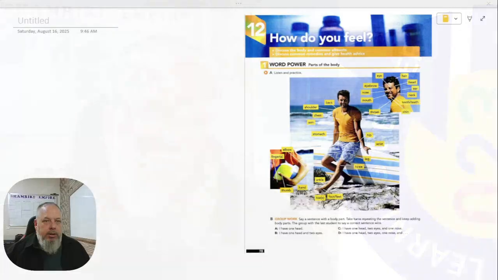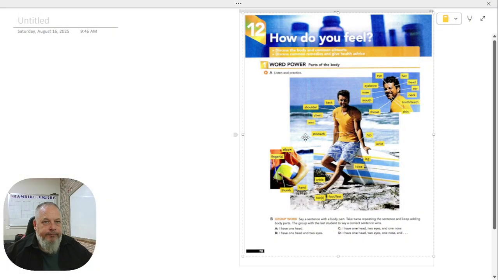Welcome to Unit 12A. Looks like this. How do you feel? Discuss the body and common ailments. Yani illnesses, ailments, things that make you sick. And discuss common remedies and give health advice. Remedies is like medicine, to help you not be sick.